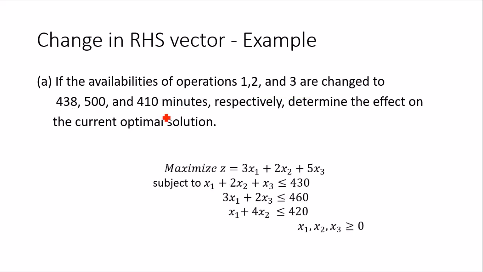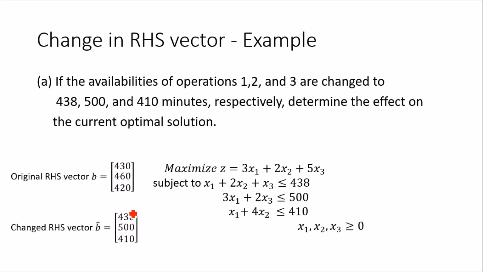So this is our original LPP. This is the change they want to introduce. 430 they want to change to 438, 460 will be changed to 500 and 420 will be changed to 410. Right. So this is my new LPP, which is LPP 2. Let's see how, without even solving this LPP, we will get its new solution just by performing sensitivity analysis. This was the original right hand side vector, 430, 460 and 420, and this is the changed, new one, 438, 500 and 410.